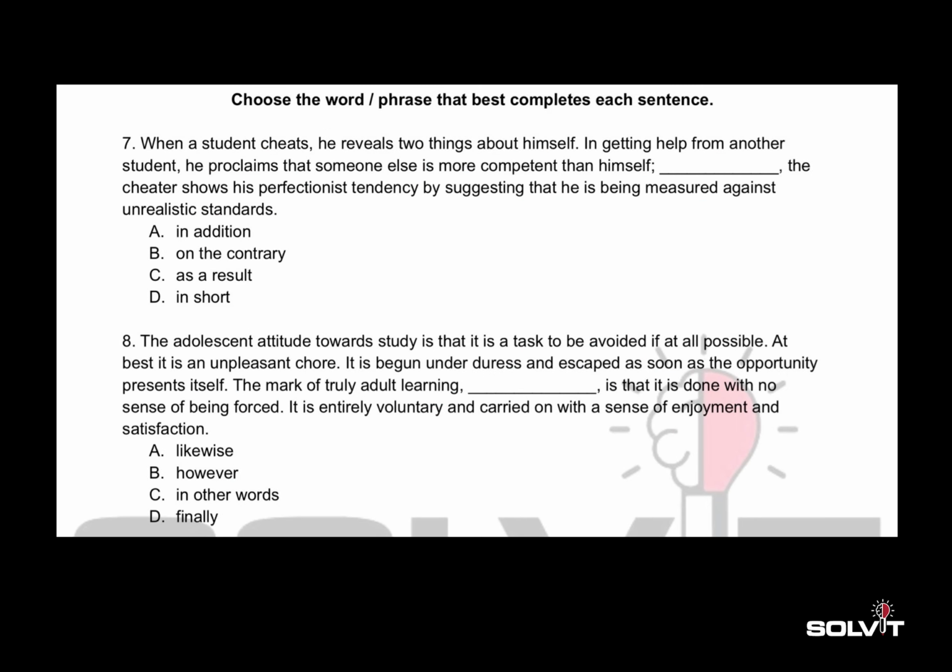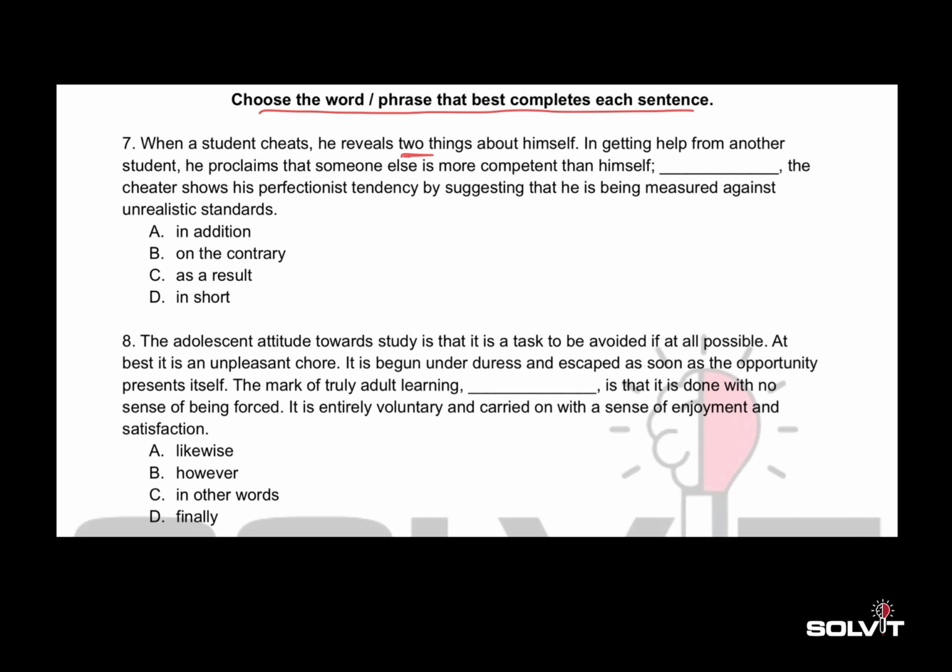Okay, so now for these examples, what we have to do is choose the word or phrase that best completes each sentence. Okay, so that means that for each of these, we first have to identify the relationship between the two sentences and then choose one of the options accordingly. Okay, so let's read number 7. When a student cheats, he reveals two things about himself. In getting help from another student, he proclaims that someone else is more competent than himself. Dash, the cheater shows his perfectionist tendency by suggesting that he is being measured against unrealistic standards.